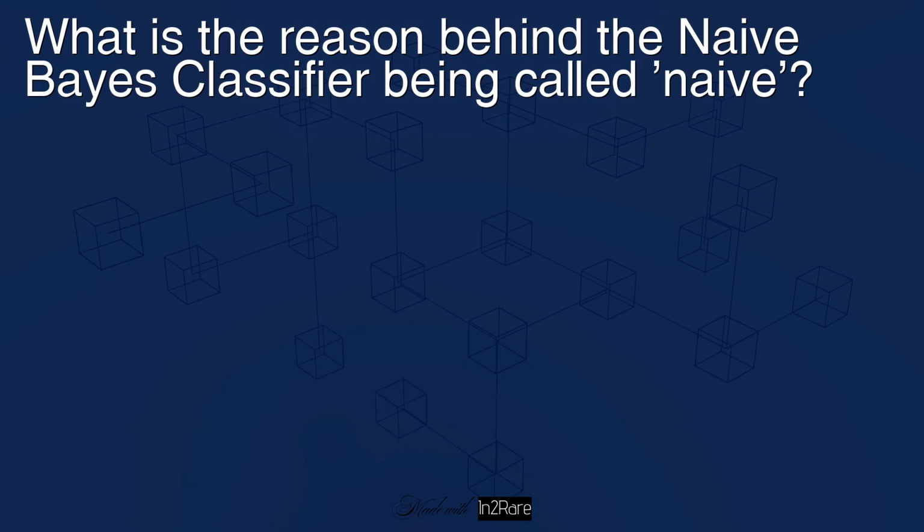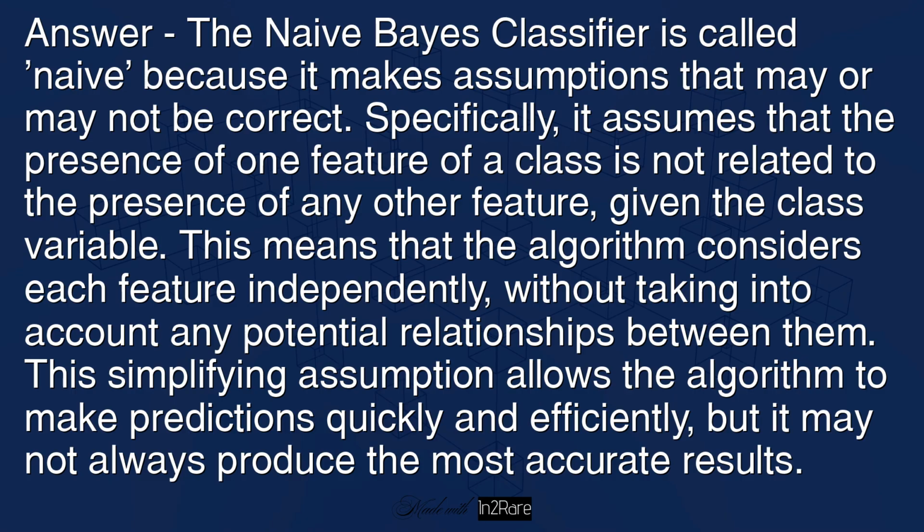What is the reason behind the naive Bayes classifier being called naive? Answer: the naive Bayes classifier is called naive because it makes assumptions that may or may not be correct. Specifically, it assumes that the presence of one feature of a class is not related to the presence of any other feature, even the class variable.